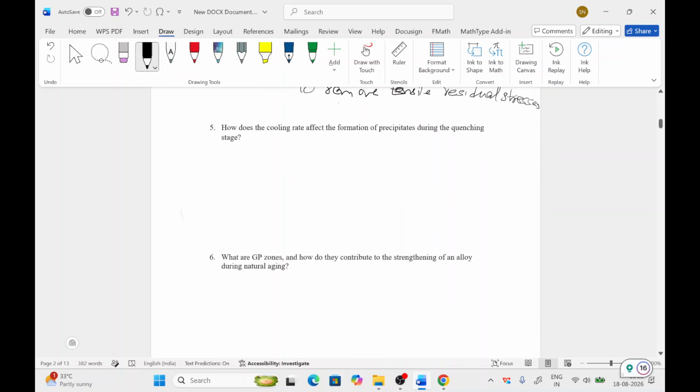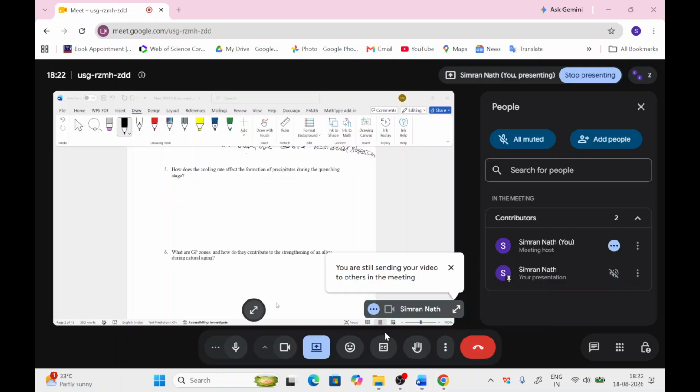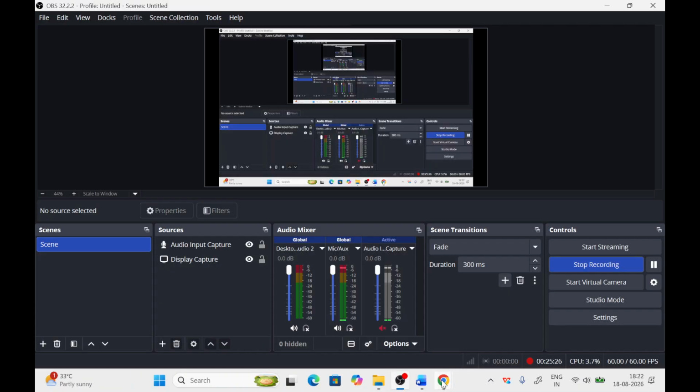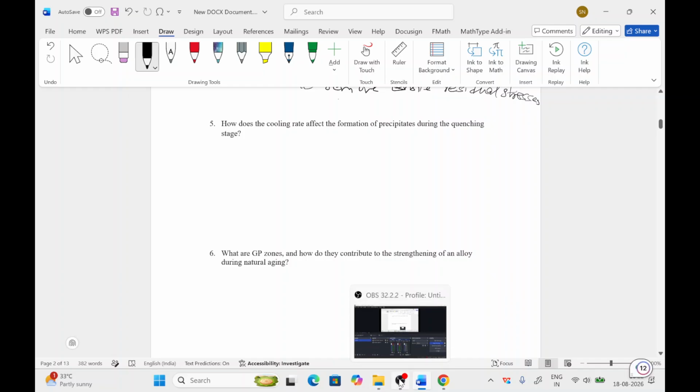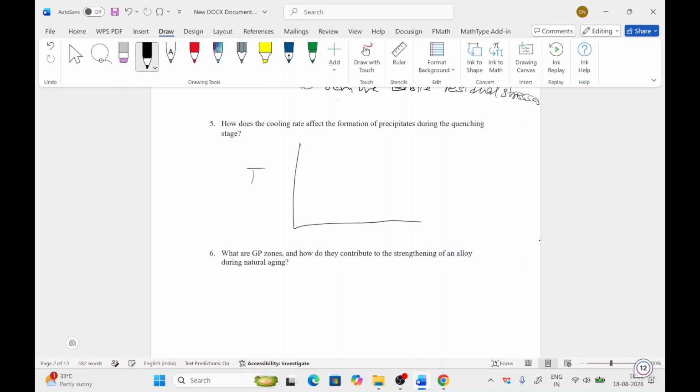The next question is, how does the cooling rate affect the formation of precipitates during the quenching stage? Yeah, so for the quenching stage, it is the temperature versus time transformation curve. So this is the alpha region where complete dissolution is achieved, and this is the transformation curve.